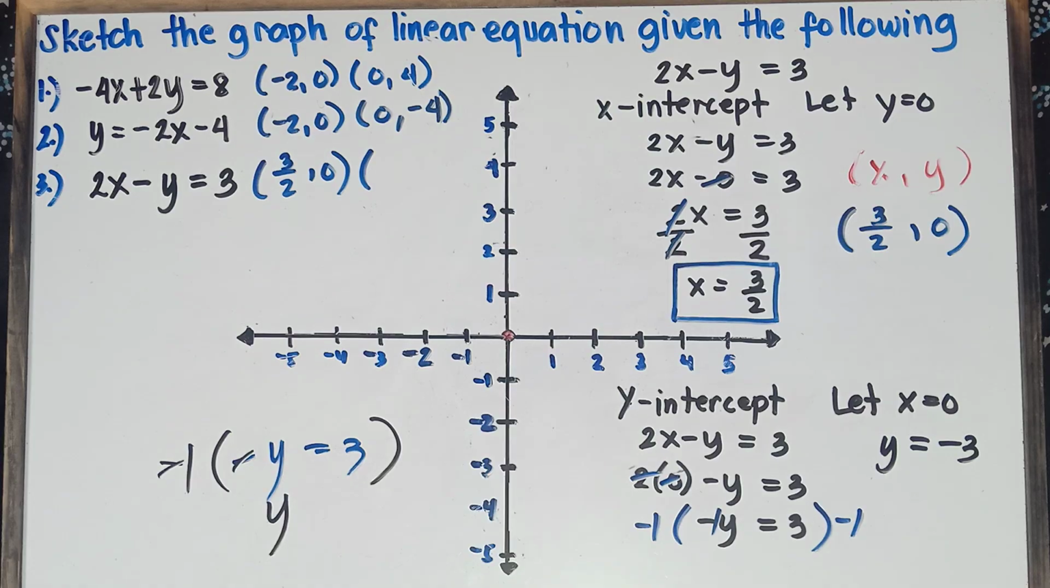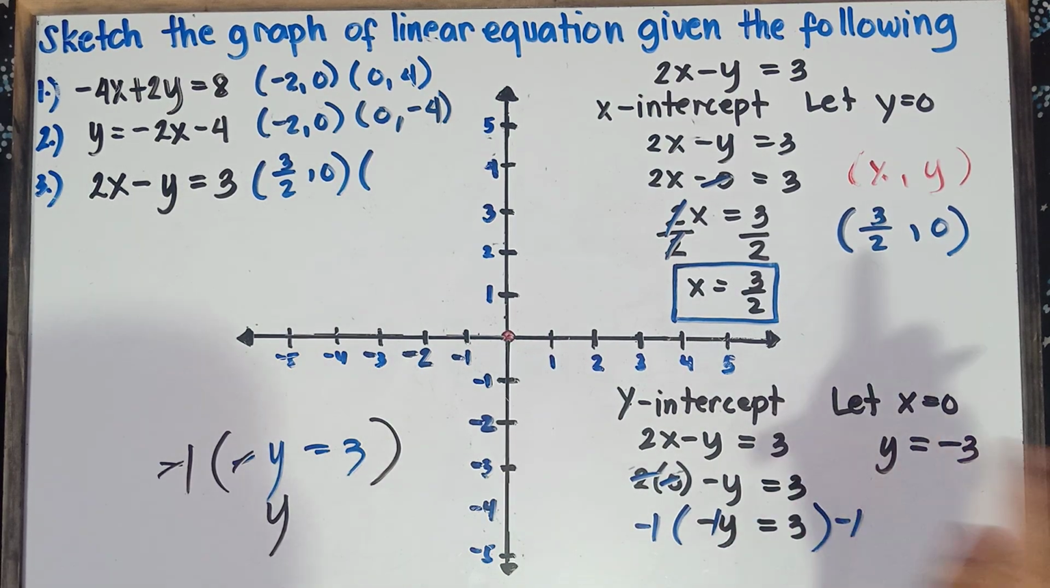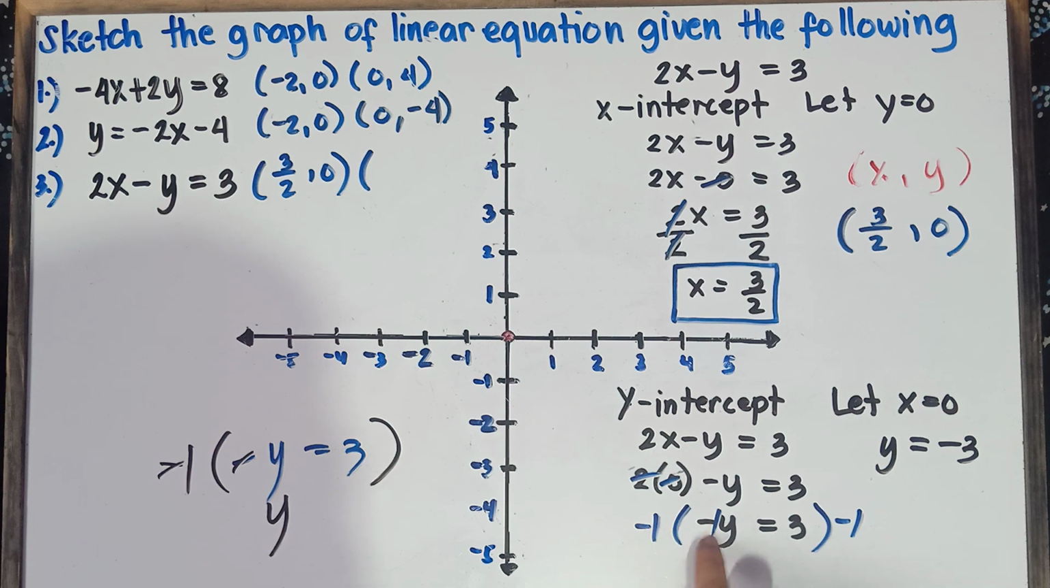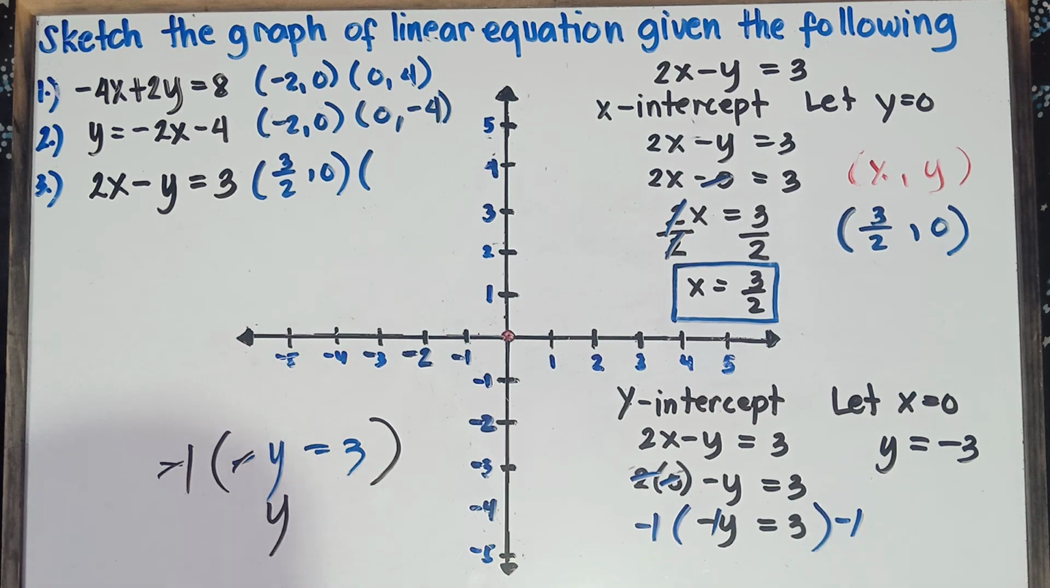Once again, class, once you multiply negative 1 on the left side of this equal sign, you also do that on the right side to make the equation balance. So negative 1 times negative y would be positive y, because negative times negative is positive. 1 times y would be y. And then 3 times negative 1 would be negative 3.